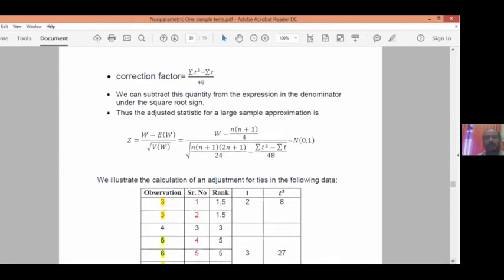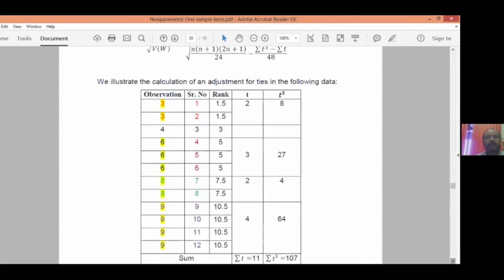That is also important. So I have taken some data here and illustrated the calculation of the adjustment for ties in the following data. Look at here. We have observations here. This is the serial number. What we have is the rank given, 1 and 2. Actually, this is the modified rank. So we got two observations that are the same. We have defined ranks 1, 2. Then what will be the rank, called the modified rank? Take the average of 1 and 2. This is 1.5.